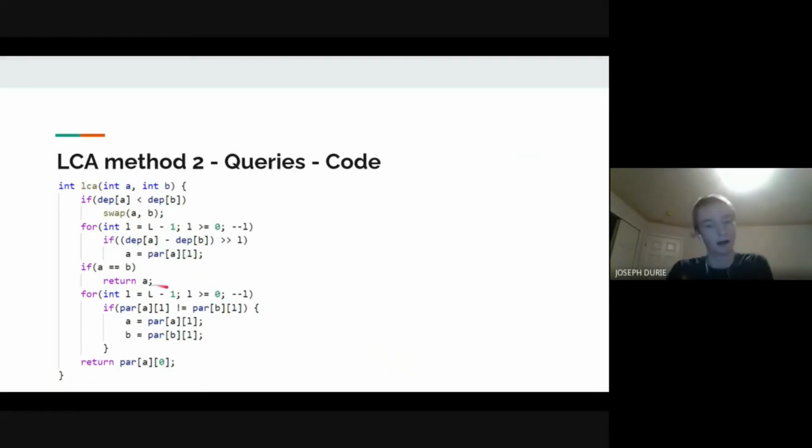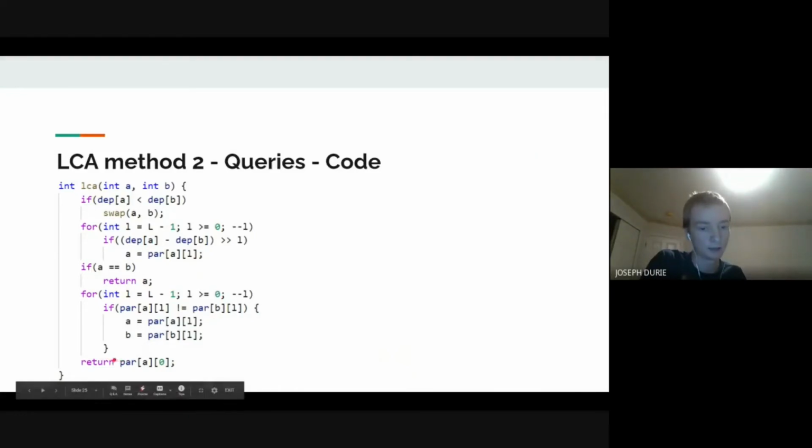Otherwise, we do a similar thing to what we did here, and we go through powers of 2 descending again from L minus 1. And if their Lth parents are not the same, we can move them up, and that brings us closer to the LCA without touching it. And then at the bottom here, we just take the 2 to the 0th parents, the first parent of A, which gives us the LCA.